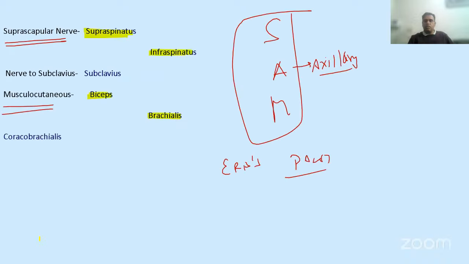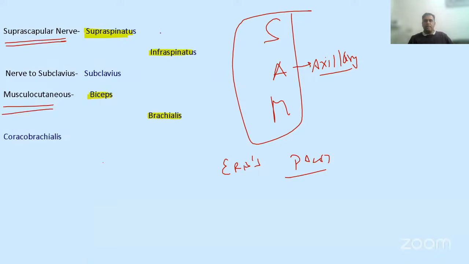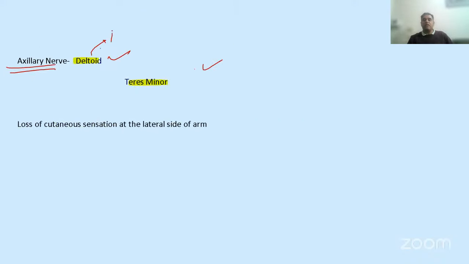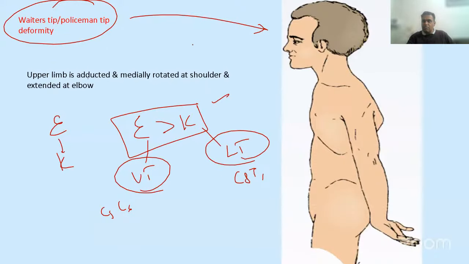But sir, what actions do they do? I'm sure that most of you know the answer. Just for the sake of it, let me tell you, supraspinatus is involved in abduction. Infraspinatus is involved in lateral rotation. We'll see in the shoulder joint part. Biceps is involved in flexion and supination. Brachialis is involved in flexion. The deltoid is mainly involved in abduction, and teres minor mainly in lateral rotation. So these are the actions that will be compromised, and therefore this would be the presentation.